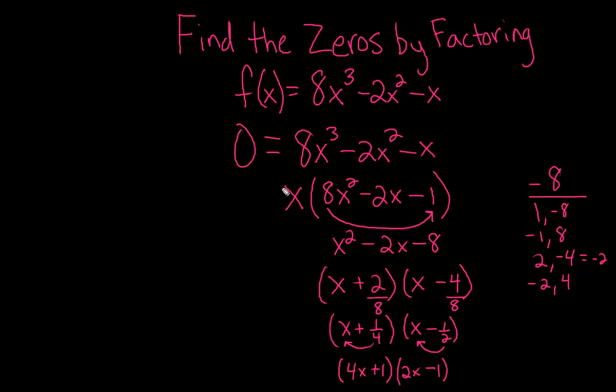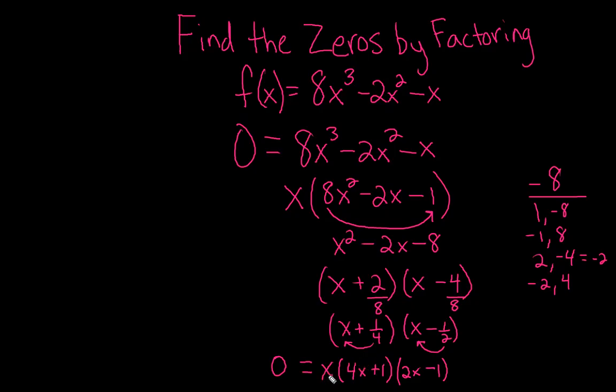All right, and don't forget about this original factor. So our full factored form now to get 8x cubed minus 2x squared minus x is down here. So it's x times 4x plus 1 times 2x minus 1. And remember, all of this is equal to 0. Knowing this, in order for these three things multiplied together to give us 0, either x needs to be equal to 0, 4x plus 1 needs to be equal to 0, or 2x minus 1 needs to be equal to 0. So what are all those values of x?